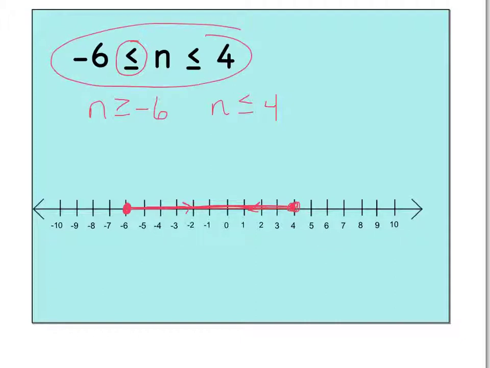Now the n is greater than negative 6 would technically continue on. However, we have to stop it because it needs to stop at this 4. So this part I can erase.